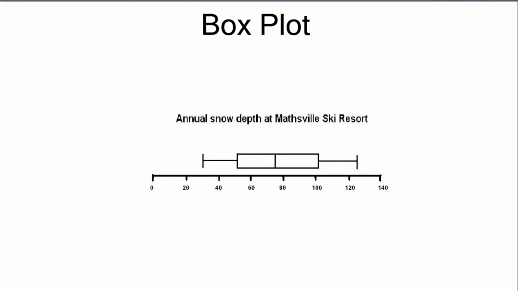So the box plot is another important chart that you need to go over. First things first, you need a title. Always put in a title, every chart has a title. There's one thing that I think is missing from this. We're looking at the annual snow depth at Mathsville Ski Resort. I'll give you guys a couple seconds if you can figure it out.